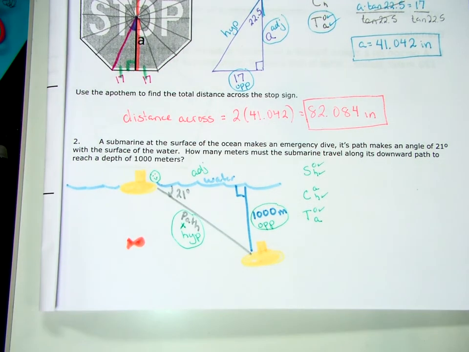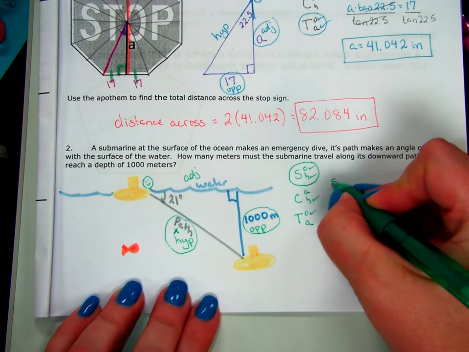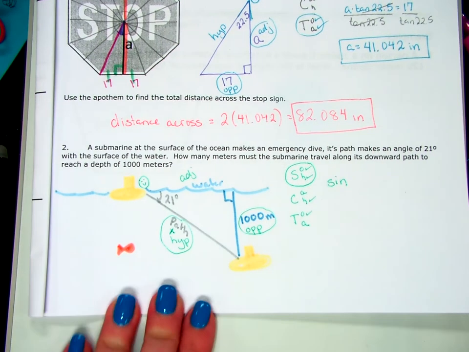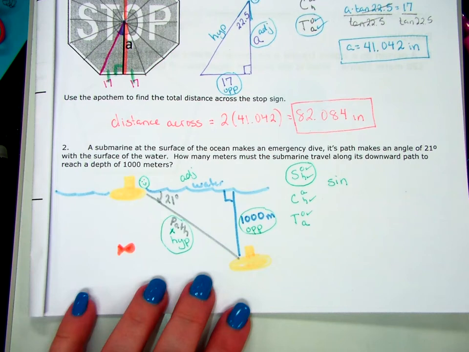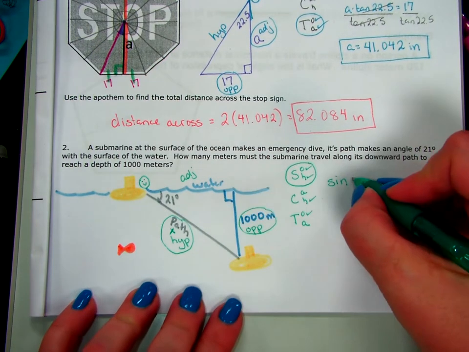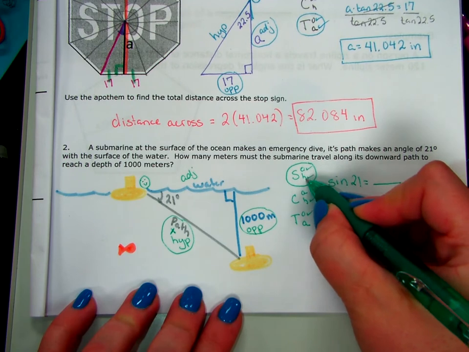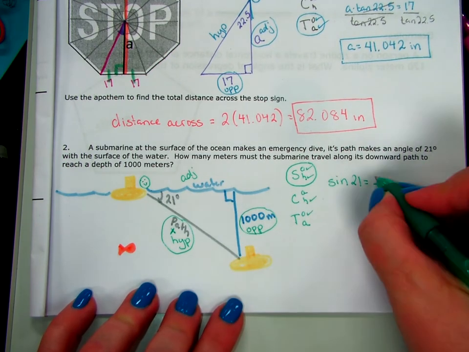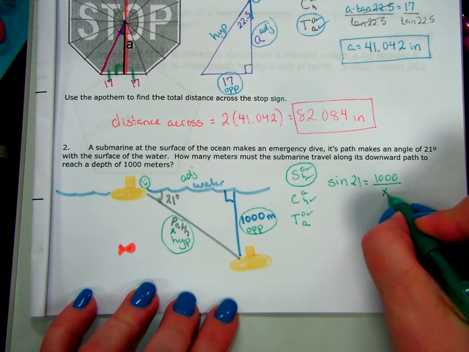Which trig function do I want to use? Sine. Sine is the trig function we're going to use. Cross multiply or inverse? Cross multiply because I'm looking for a side. Sine of my angle, 21, equals the ratio opposite over hypotenuse. My opposite is 1,000. My hypotenuse is x.